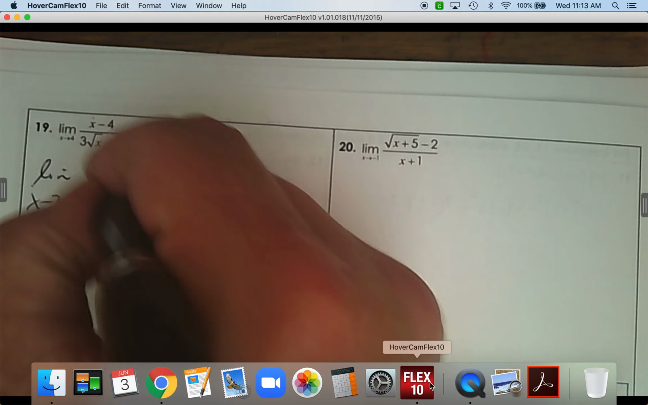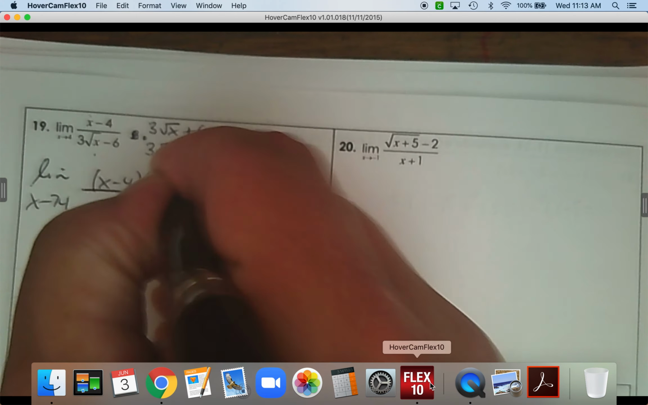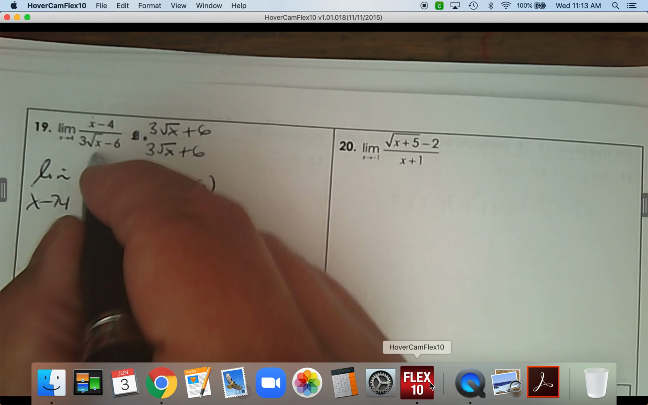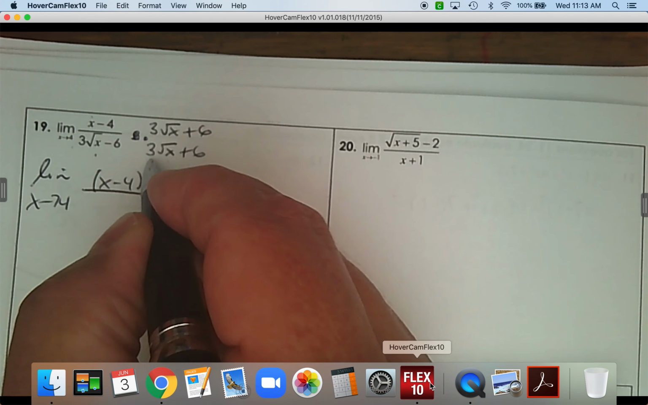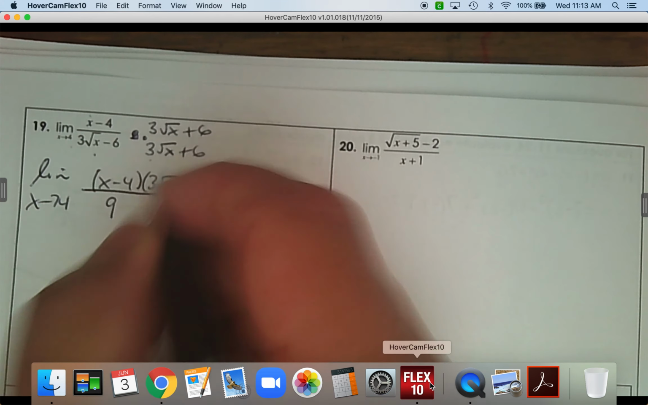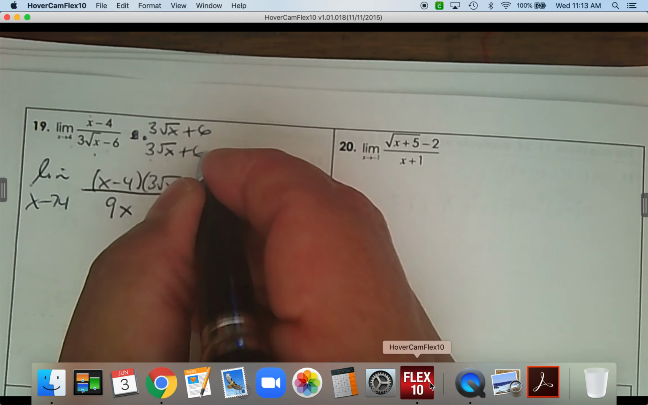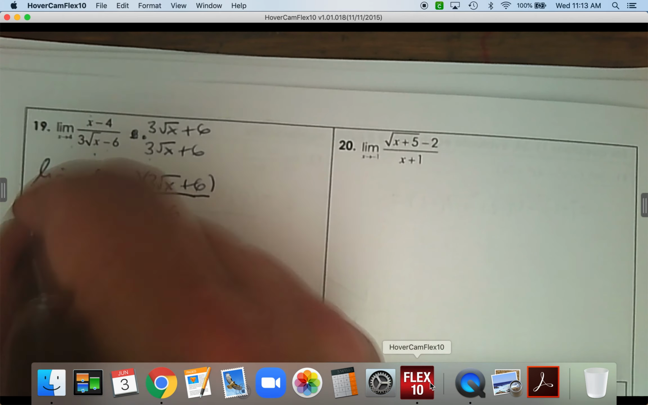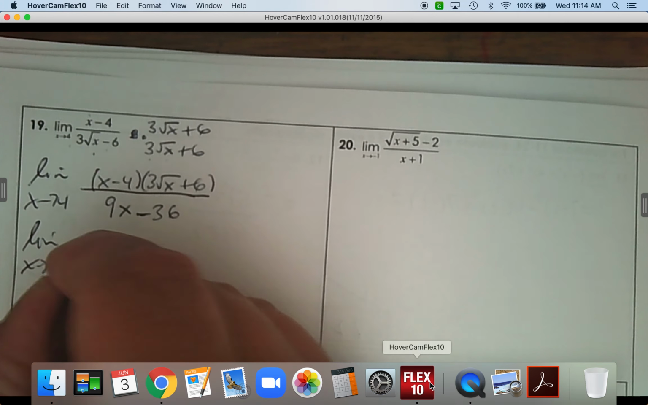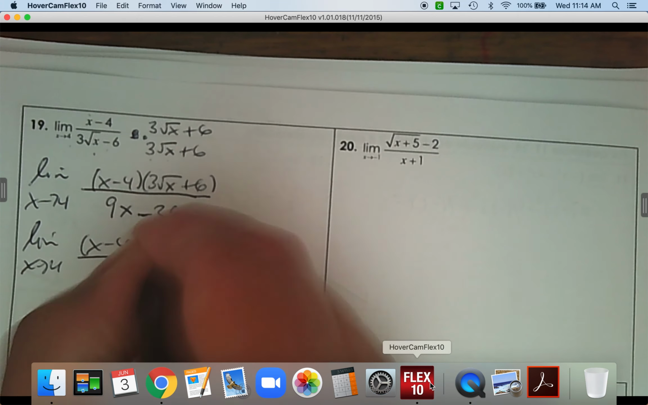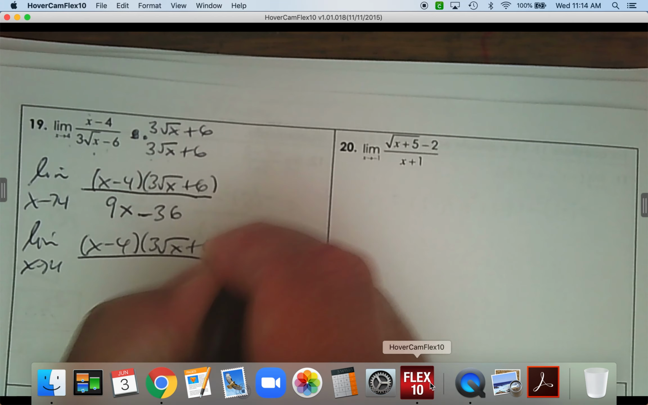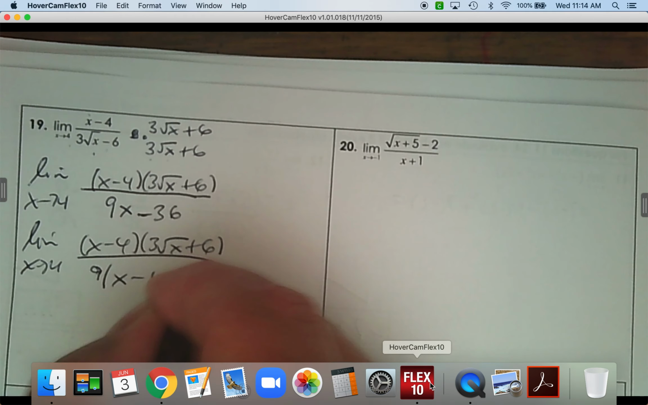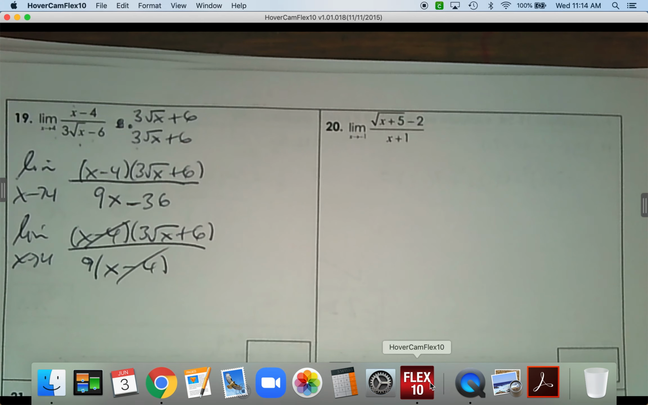So the numerator, I'm not going to mess with. It just stays beside each other. But the denominator, 3 root x and 3 root x. Well, 3 times 3 is 9, and root x times root x is x. Negative 6 times 6 is negative 36. Nothing yet divides out. So I write down the limit as x approaches 4. The numerator, again, I'm not messing with, just beside each other. But the denominator, I can obviously factor out a 9. That leaves me with x subtract 4, and now the hole divides out.